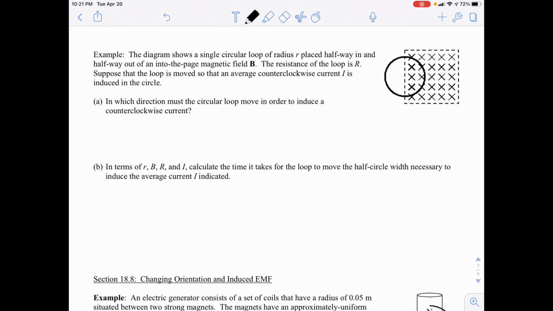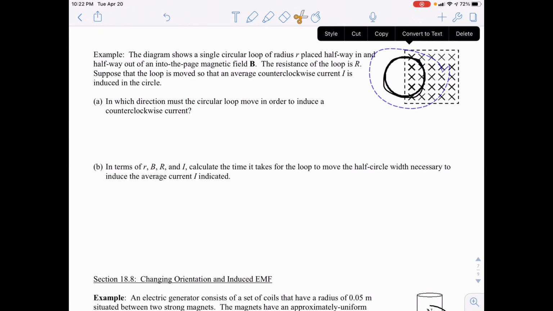In the next example, it says a diagram shows a single circular loop of radius little r placed halfway in and halfway out of an into-the-page magnetic field, B. The resistance of the loop is capital R. Suppose the loop is moving so that an average counterclockwise current is induced in the circle. A. In which direction must the circular loop move in order to induce a counterclockwise current? So in other words, the question wants to know, if we take this circular loop, which way does it need to be moving? Out of the loop, decreasing flux, or into the loop, increasing flux?